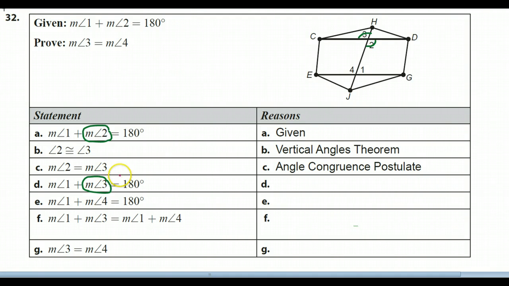Well, why can I do that? If we look at statement C, we figured out that the measure of angle 2 and the measure of angle 3 are equal. And so what I can do is take the measure of angle 3 and put it into that equation in place of angle 2. If I do that, that's how I get statement D. So how did I get to statement D? I substituted angle 3 into this equation in place of angle 2. The reason that you can write statement D is the substitution property of equality.